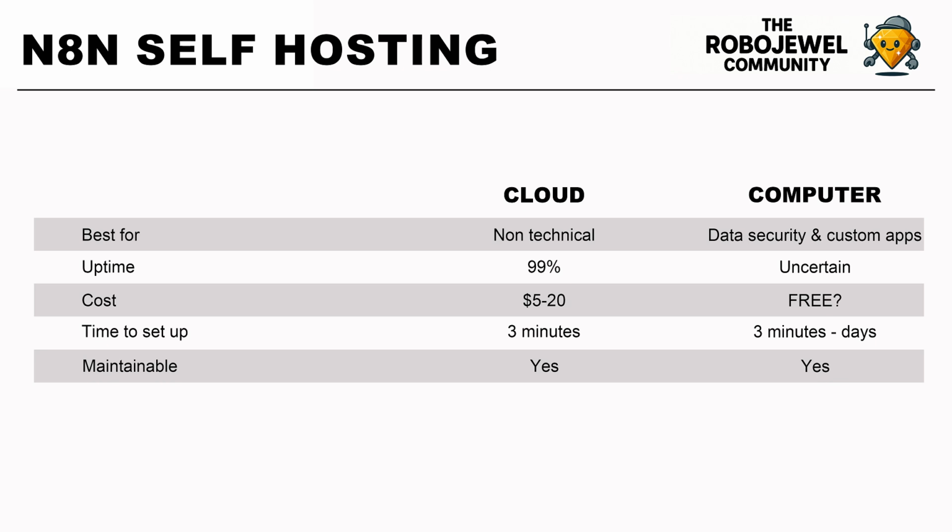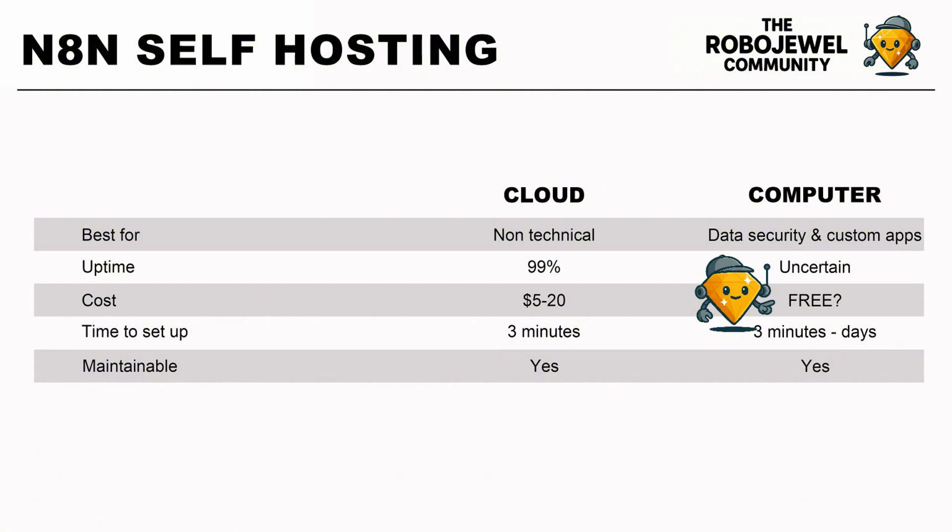Next up is uptime. With cloud-based hosting, your instance is accessible anywhere, anytime. It's super reliable, perfect for automation that needs to run around the clock. But with a local setup, if your computer goes offline, crashes, or loses internet, your whole n8n instance goes down with it. And that kind of defeats the purpose of automation, right? So, if you want that solid 99% uptime, you'll likely need to go with a cloud provider like Hostinger or something similar.